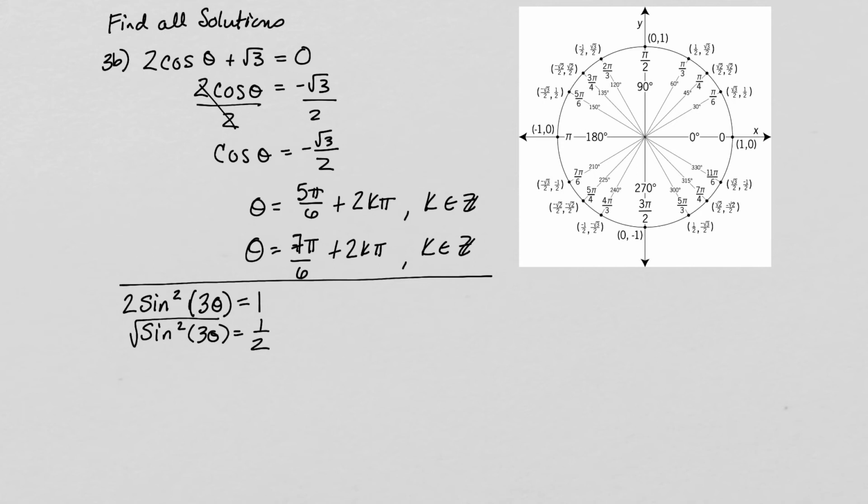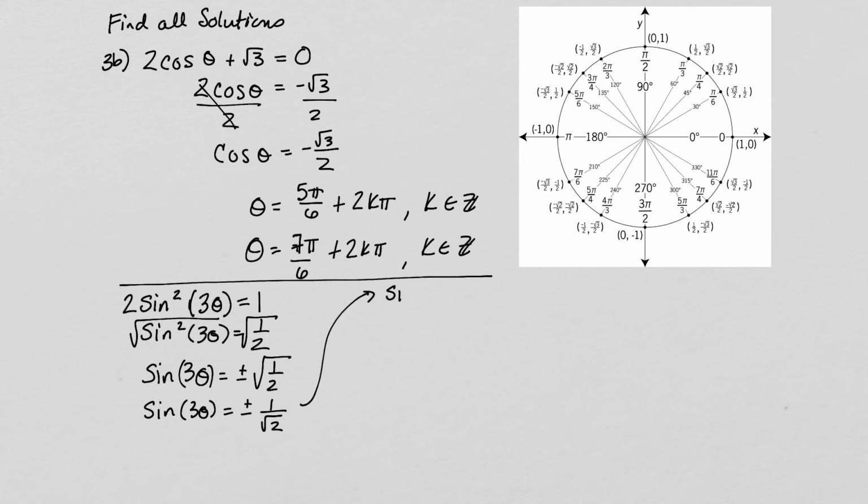And then I have to take the square root of both sides. So I'm going to end up with the sine of 3 theta is equal to plus or minus the square root of 1 over 2. Or the sine of 3 theta, I should put parentheses there, is plus or minus 1 over root 2. And you could rationalize that. So this is really saying that the sine of 3 theta is plus or minus root 2 over 2. I got root 2 over 2 by multiplying top and bottom by root 2, and I just did that so it looks like something on the unit circle.